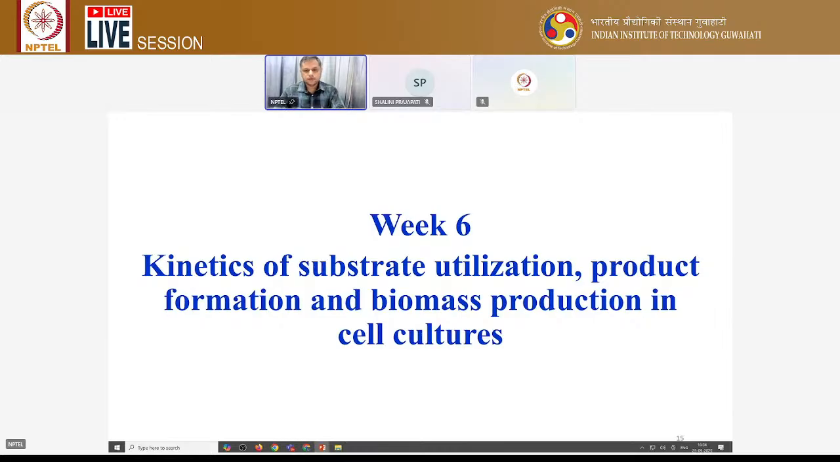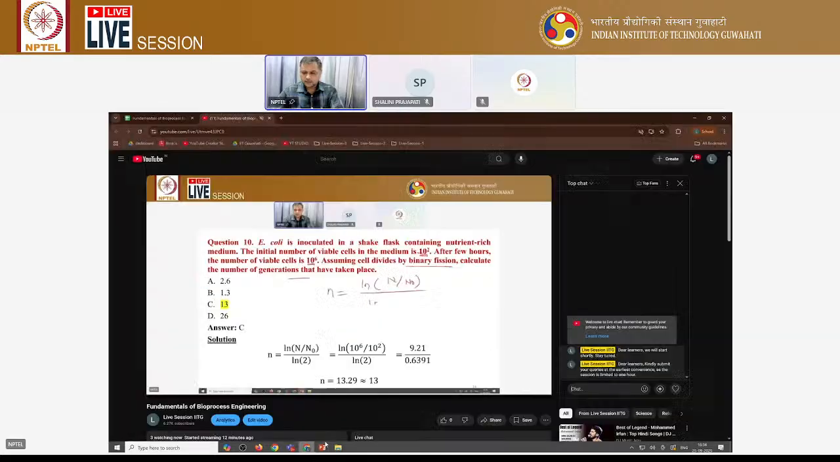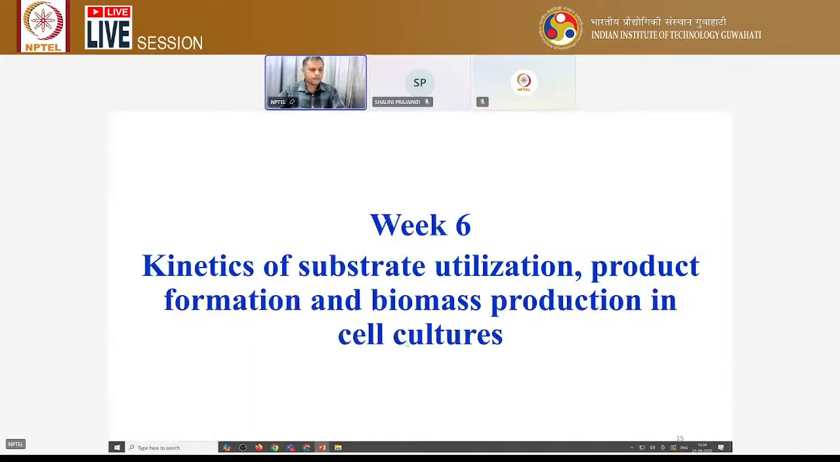So this was all about week 5. Let me see if there is any query online. So far there is no query. So we'll go ahead with week 6 now. Week 6 is related to kinetics of substrate utilization, product formation, and biomass production in cell culture. Here we started with structured kinetic models. We discuss different types of structured kinetic models, followed by substrate utilization and product formation.